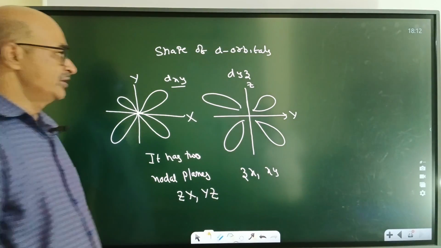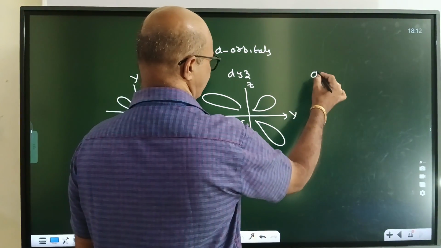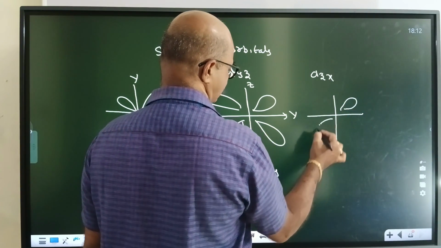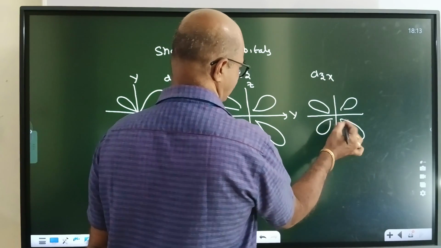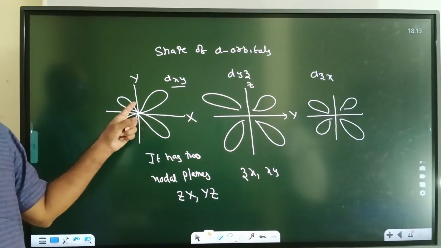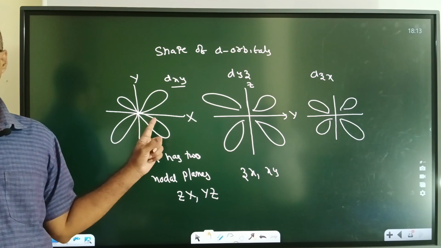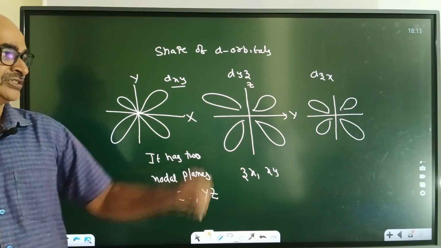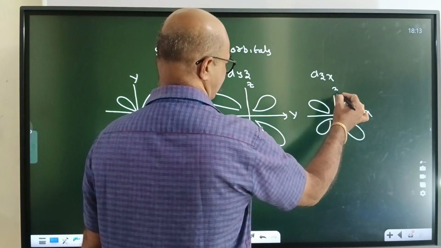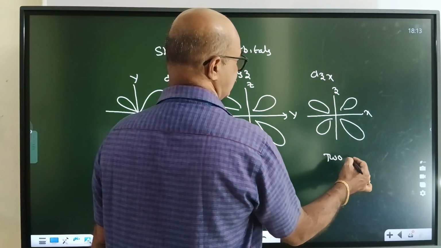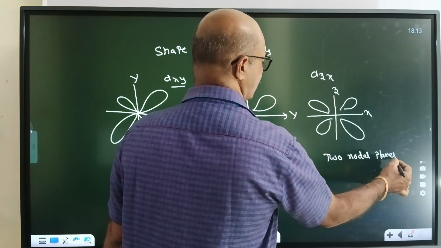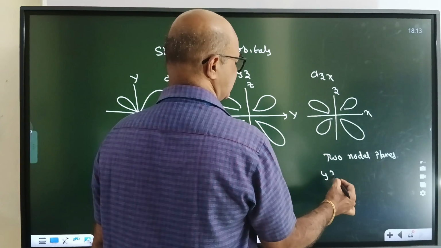And dzx orbital. Okay, in dxy, dyz and dzx, lobes are concentrated between the axes at an angle of 45 degrees. This is a dzx orbital. It has two nodal planes, YZ and XY.